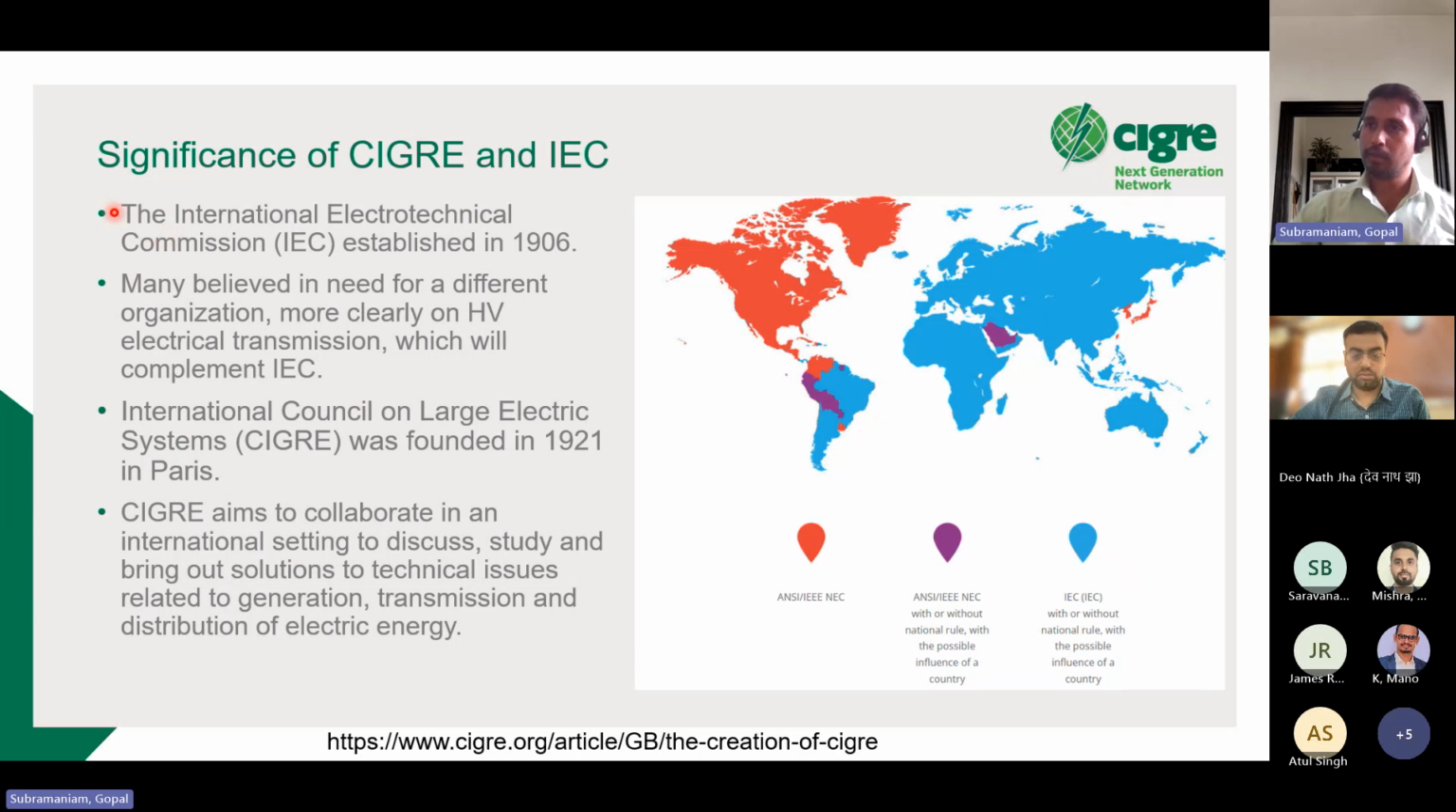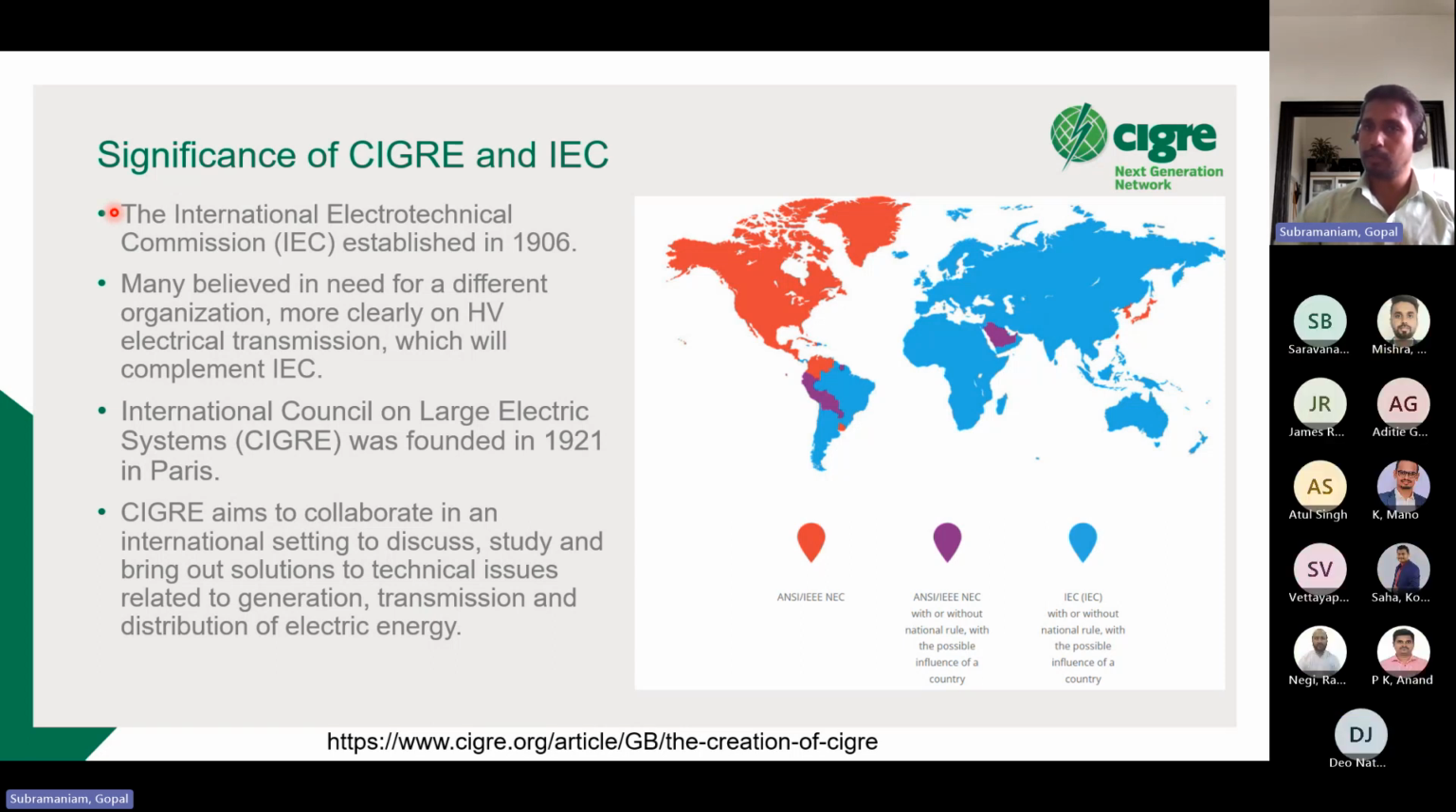If you want to know about CIGRE, it is closely related with IEC, as many of you might know, the International Electrotechnical Commission. IEC was formed in 1906, and it was a big organization which covers electrical and electronics, everything from low voltage to high voltage. Later, people thought that there has to be a dedicated organization for electrical transmission. That is how CIGRE was formed in 1921.